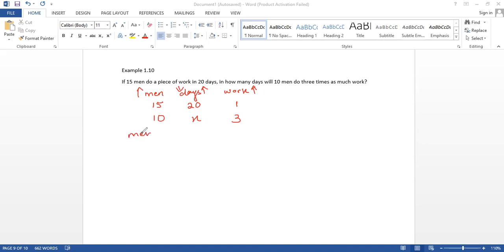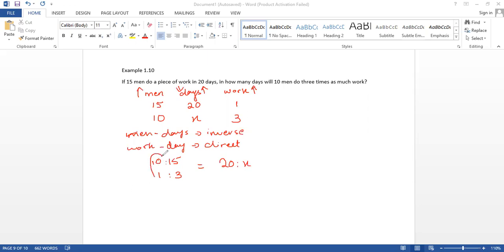So from this, we have established that men and days are inverse, and work and days have a direct relationship. Now when I'm writing this, since men and days have an inverse relationship, I'm going to flip it. So instead of writing 15:10, I'm going to write 10:15. Work has a direct relationship, so that is going to be 1:3, the same. This is equal to 20:x.